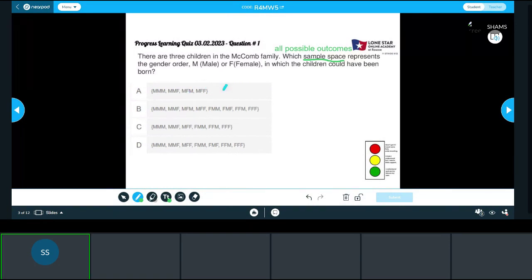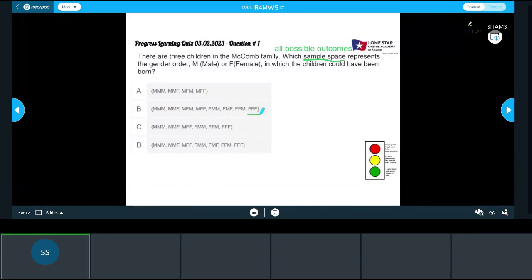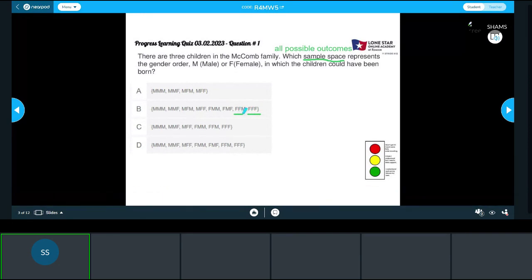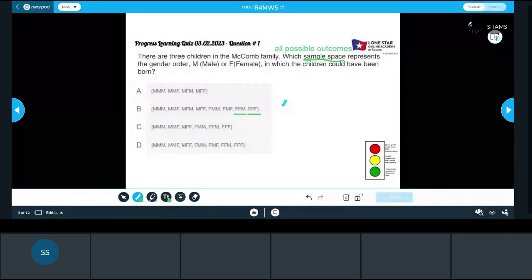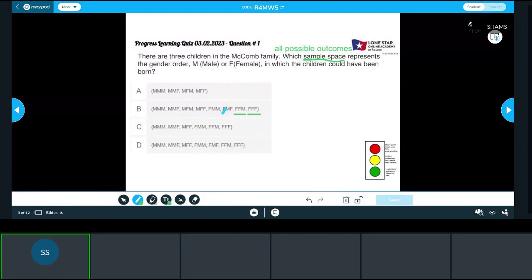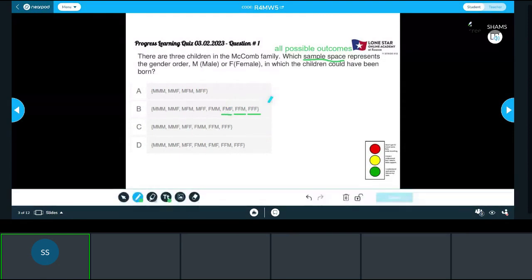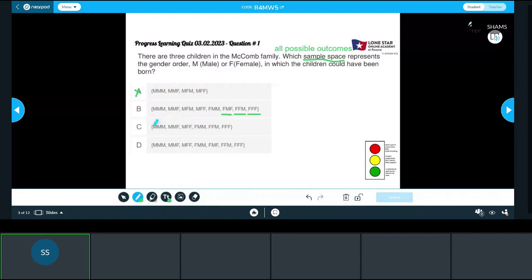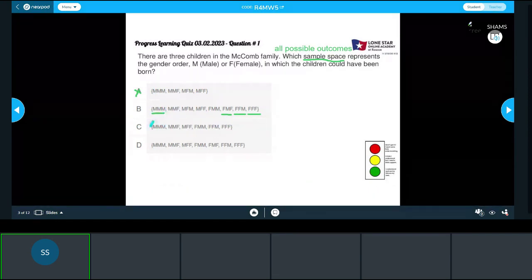Seems like it is missing several of the possibilities. What if they're all female children, right? What if the first 2 kids are females and the third one is a male? What if the first and the last child are females and the middle child is a male child? Right, so seems like A is missing a lot of different possibilities. Let's look at B. So all could be male, all could be female. Yes, B does have that too. C does also, right?